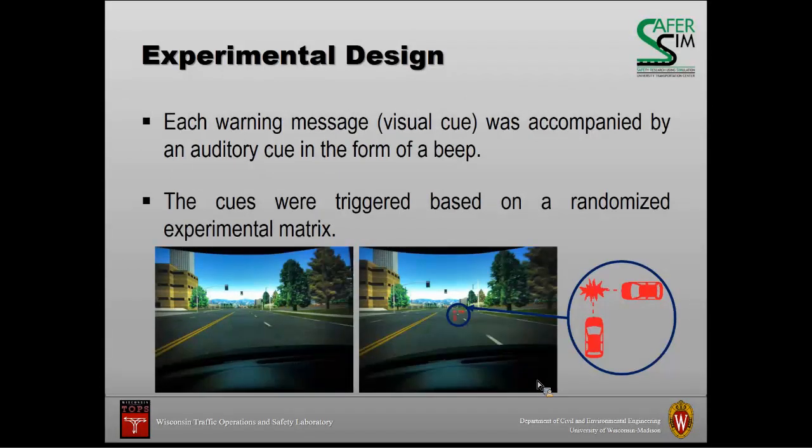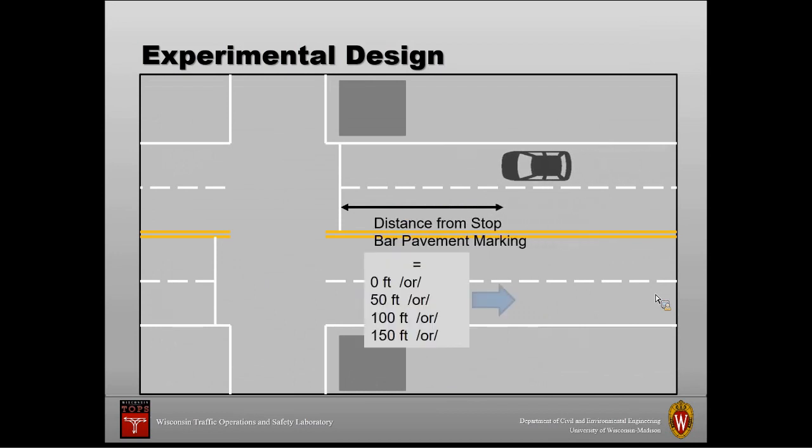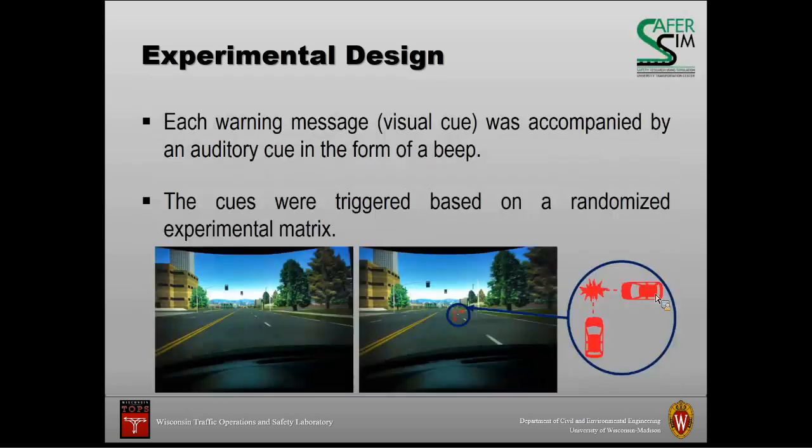The warning message was displayed on the windshield, and it was an audio-visual warning system. The drivers were able to see this message on their windshield. This one means that a red light runner, like someone is crossing from the right, and if someone was crossing from the opposite side, the icon was flipped. And these cues were triggered based on a randomized experimental matrix that we defined prior to doing the experiments. Now, when the driver was driving and the distance to the stop bar pavement marking was 0, 50, or 100 feet, those were our different treatments, the audiovisual warning system was triggered, and the driver was able to see the previous icon.